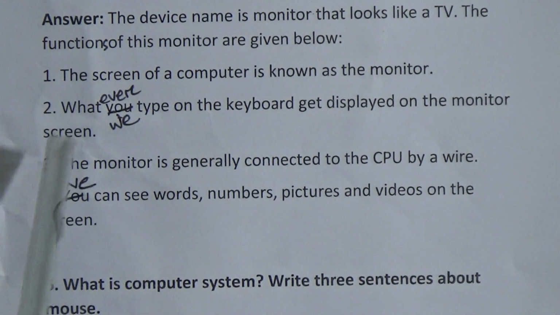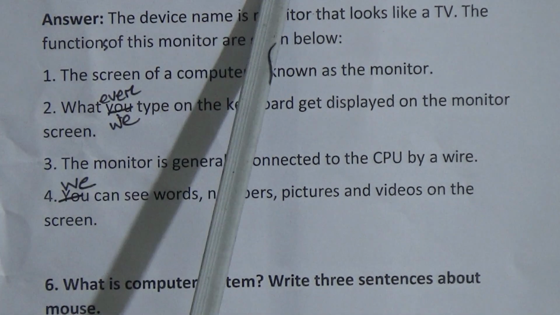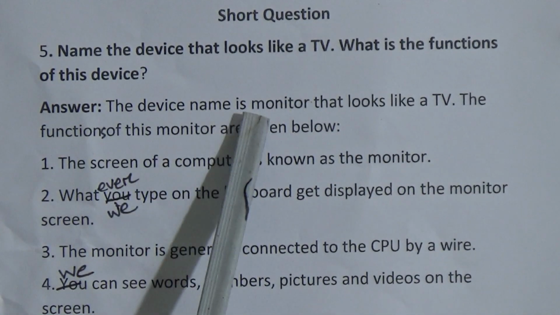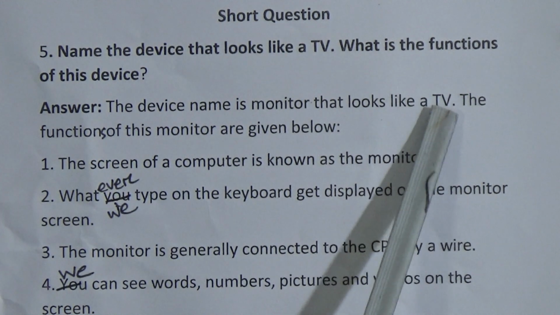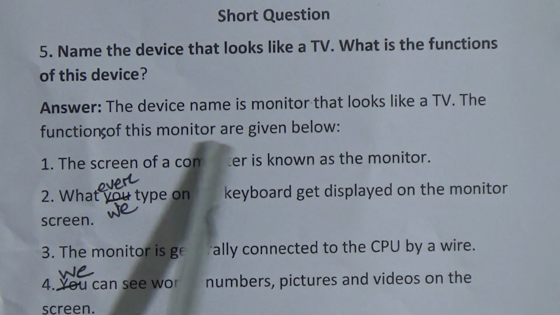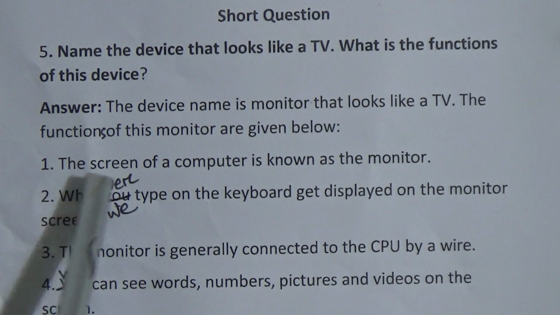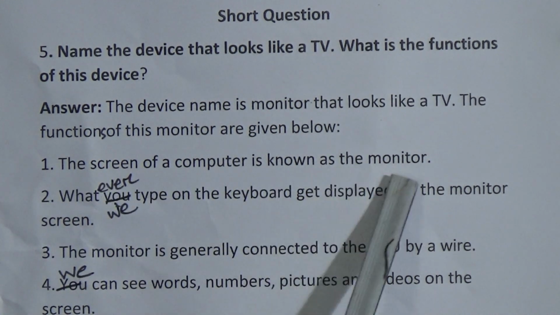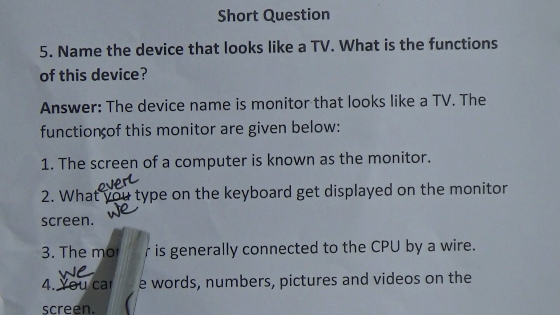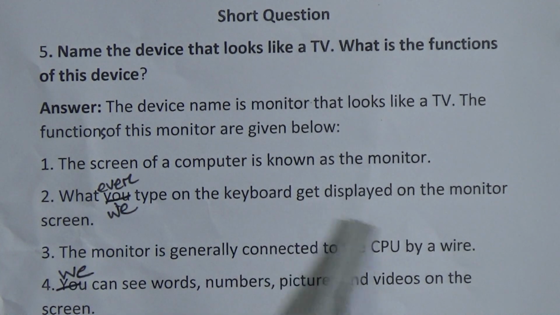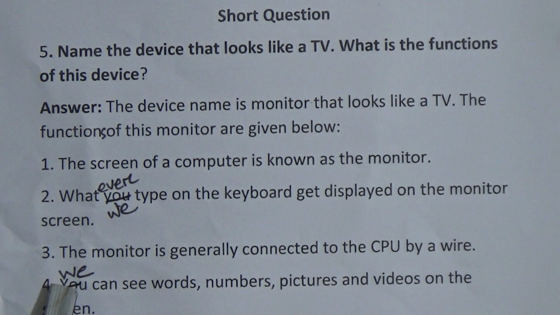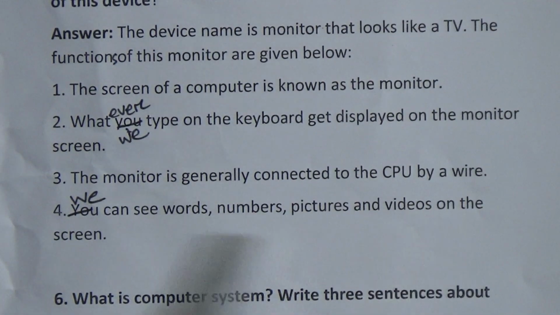I repeat this question again. Name the device that looks like a TV. What are the functions of this device? The device name is monitor that looks like a TV. The functions of this monitor are given below. Number 1, the screen of a computer is known as the monitor. Number 2, whatever we type on the keyboard gets displayed on the monitor screen. Number 3, the monitor is generally connected to the CPU by a wire. And number 4, we can see words, numbers, pictures and videos on the screen.